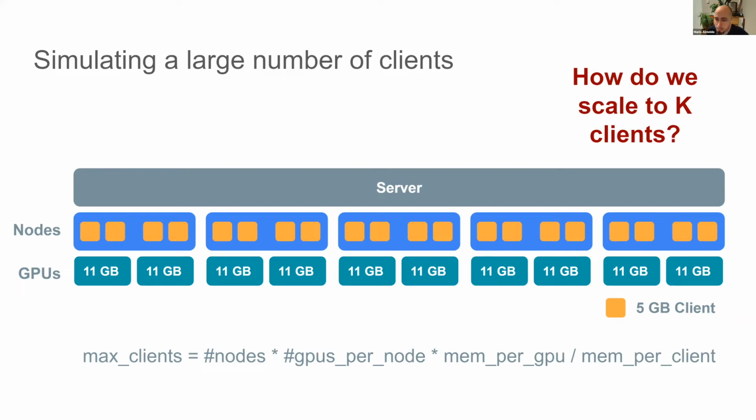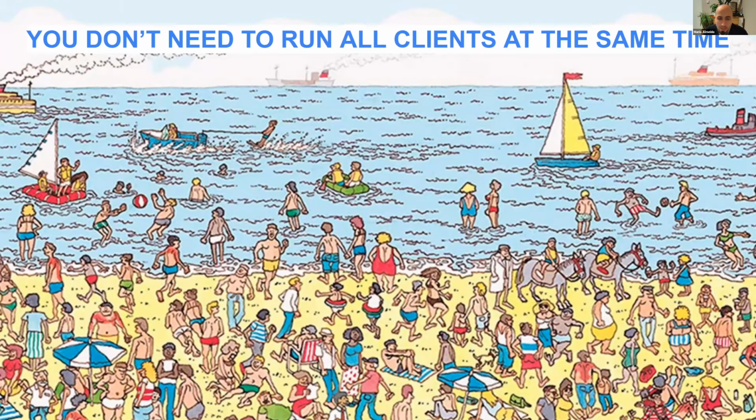Now the question comes, how do you scale to the thousands of clients, right? You only have these limited resources. In this case, we're showing an example with just 20 clients, okay? How do you scale to, in this case, 200 clients? So one of the main takeaways here is that you don't need to run all the clients at the same time.